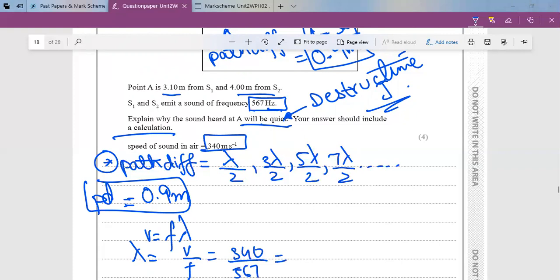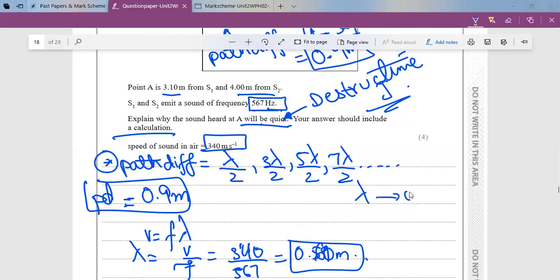Can you give me the answer to this, please? 340 by 567 is? Should be a nice answer. 0.59, 0.60. Yes, 0.60 is better. Now 0.60 is the wavelength.